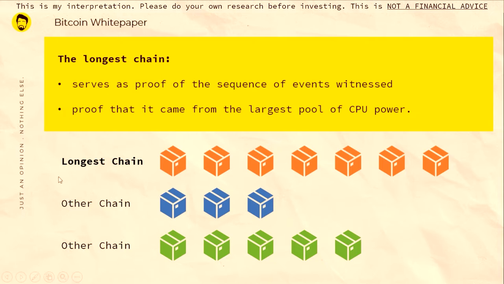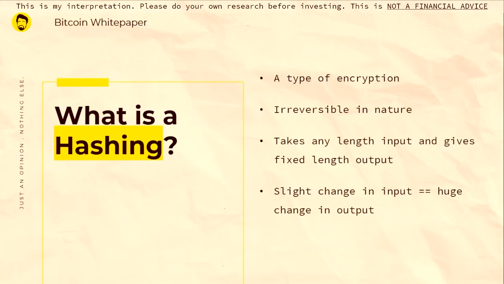So understand that whichever is the longest chain, the majority of the people or nodes in the network are working on that particular chain. That's why it is considered honest, as the majority of the people in the network are considered honest. That's an assumption. Before we move forward, there is one term called hashing which will come again and again, so let's get it out of our way.